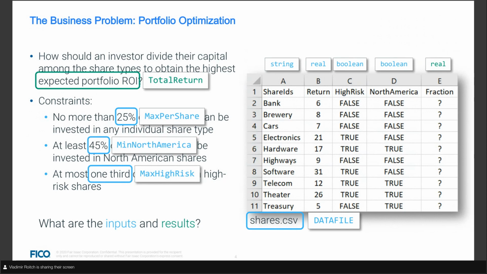And it's also important for us to think about which of our entities are going to be inputs and which are going to be results. So I've just highlighted them in a different color.